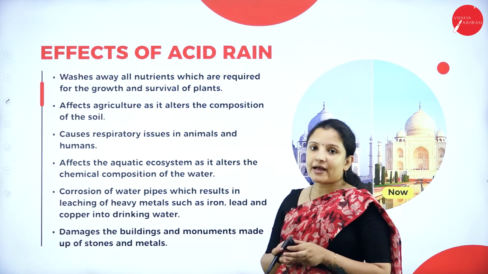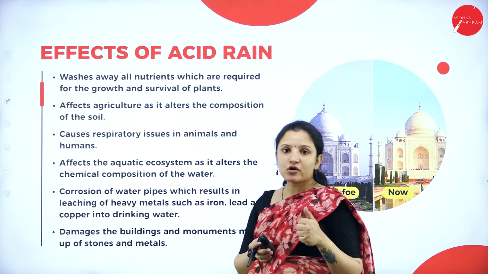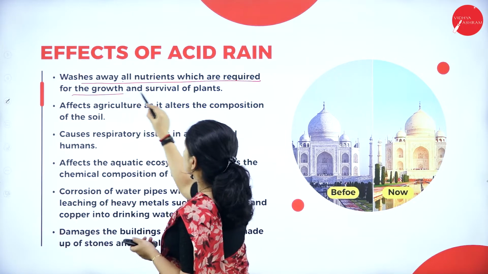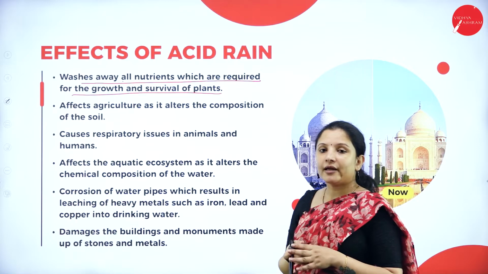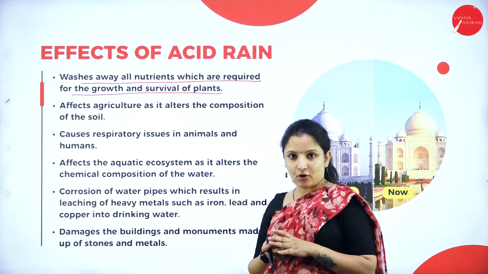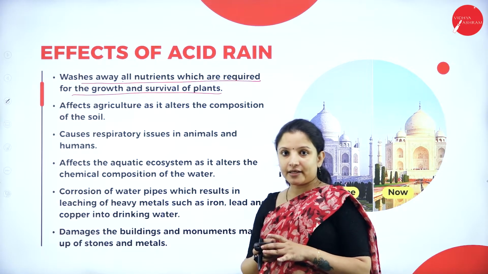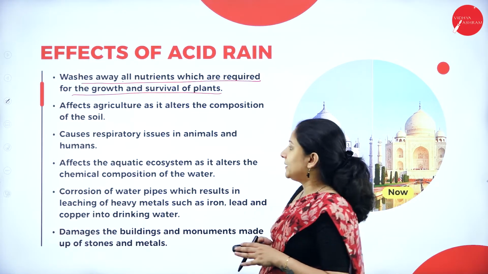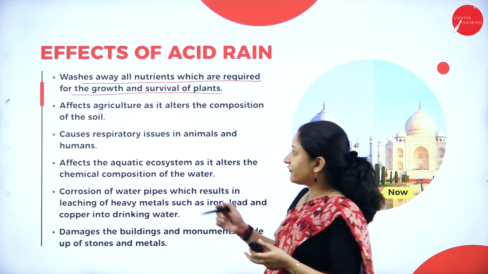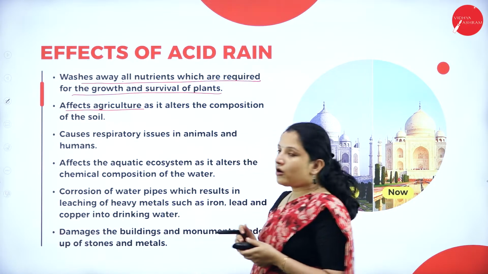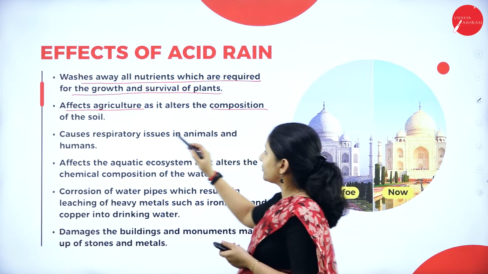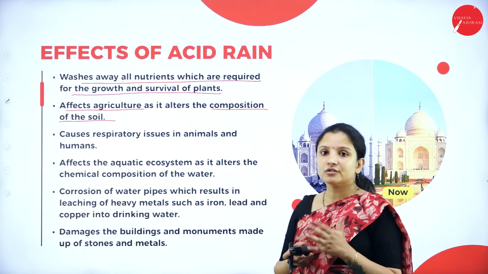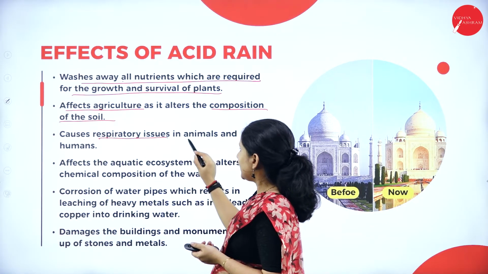So what are the effects of acid rain? Acid rain can wash away all the nutrients required for the growth and survival of plants, because acid rain can alter the pH of the soil. It can alter the nutrient content in the soil, therefore hindering the growth and survival of plants. Acid rain has a huge effect on agriculture because it alters the mineral composition of the soil. Apart from that, acid rain can also cause a lot of respiratory issues in animals as well as in human beings.